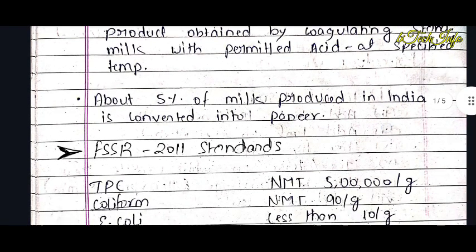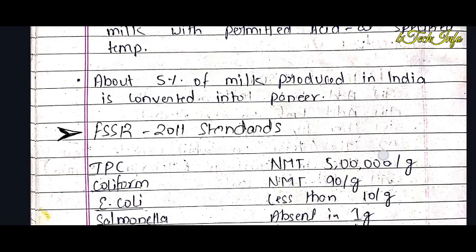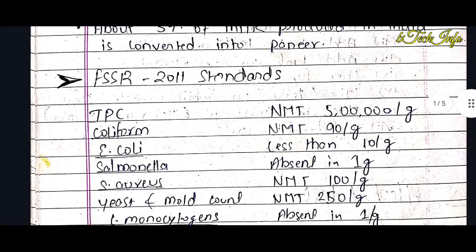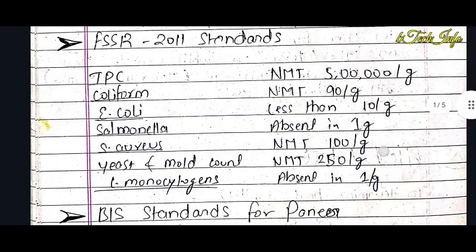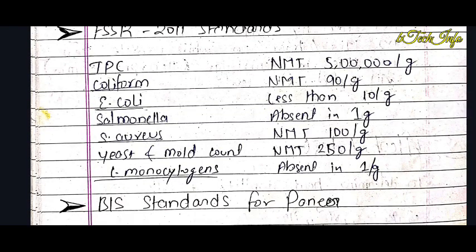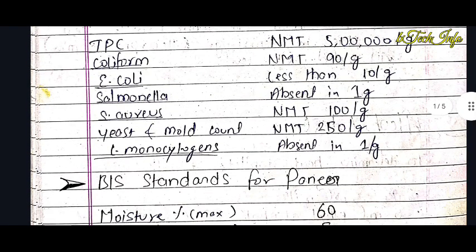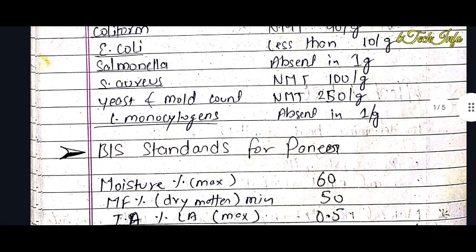About 5% of milk produced in India is converted into paneer, and we have FSSAI standards like total plate count should be not more than 5 lakh. Coliform count should be not more than 90 per gram. E. coli less than 10 per gram. Salmonella absent in 1 gram. Staphylococcus aureus not more than 100 per gram. Yeast and mold count not more than 250 per gram. And Listeria monocytogenes should be absent in 1 gram.